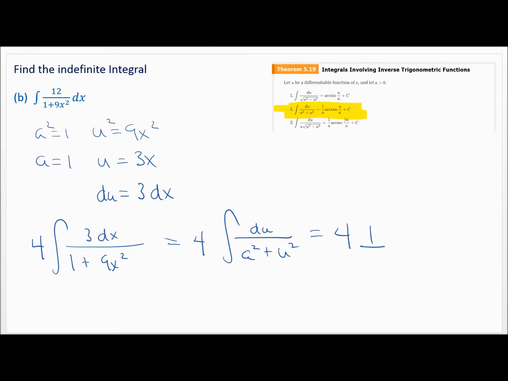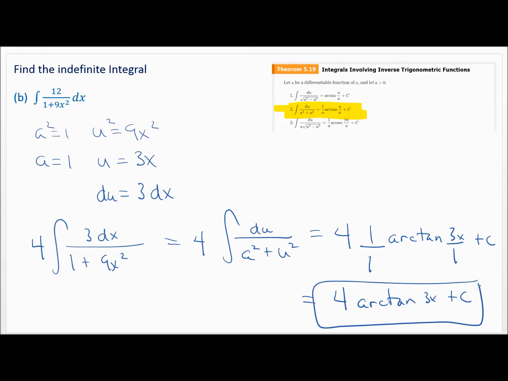It says 1 over a. Well, y'all, what's a? 1, right? So that's going to be 1 over 1. And then arc tangent of u over a. Now what's u? It's 3x. What's a? 1, plus c. But we need to make this look better. So how about 4 arc tangent of 3x plus c? Final answer. That's my integral.